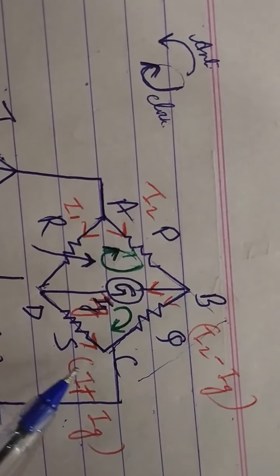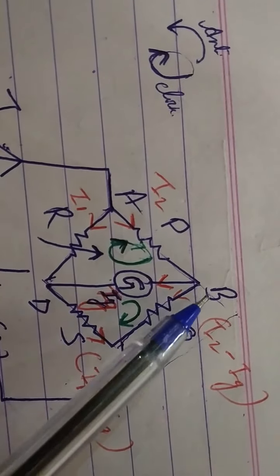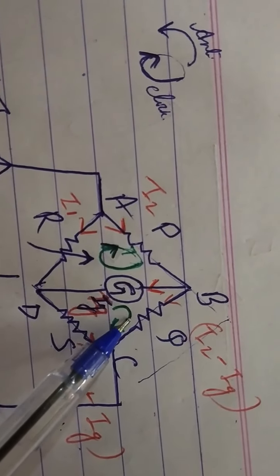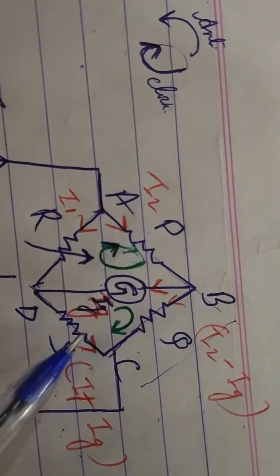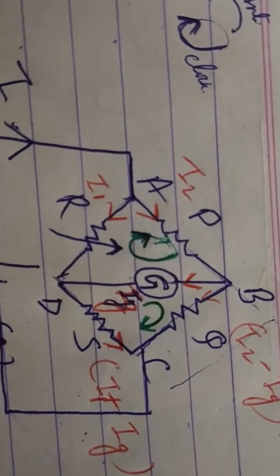Now we'll apply Kirchhoff's law in the loop B, C, D, B. Here also the direction of calculation we have taken as clockwise, and apply the rule.